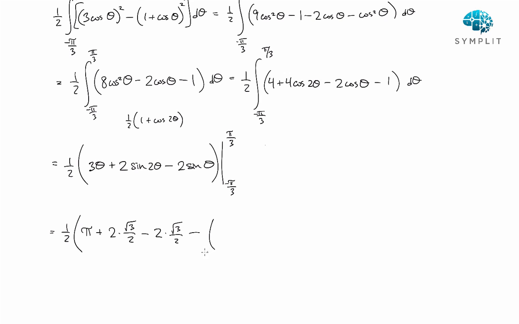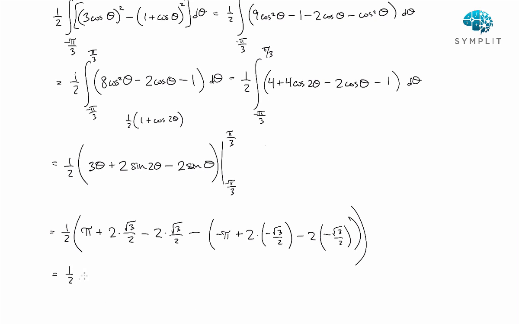And then we subtract. Now plugging in negative pi over 3, we get negative pi plus 2 times the sine of negative 2 pi over 3, which is negative square root of 3 over 2. Then minus 2, and sine of negative pi over 3 is negative square root of 3 over 2. And that's what we're subtracting.